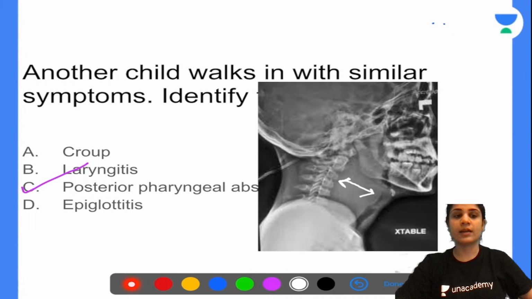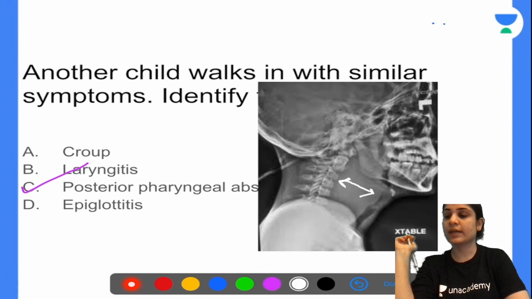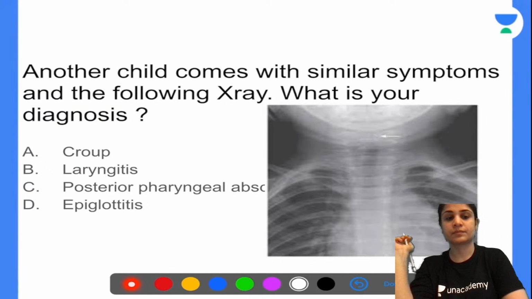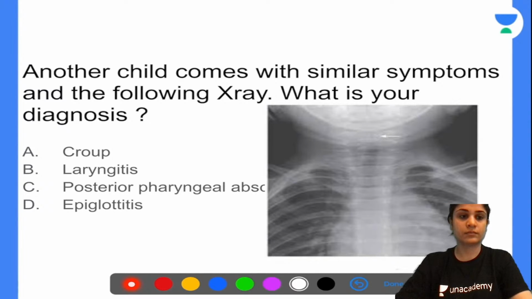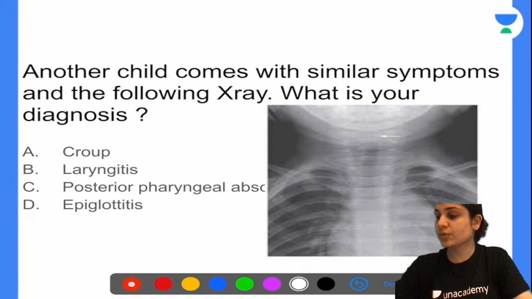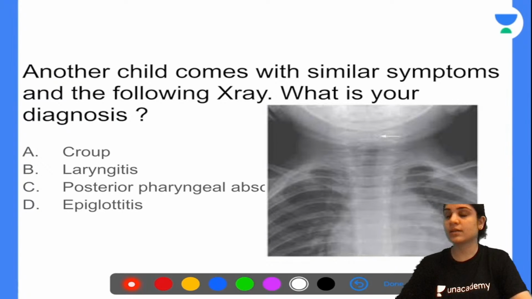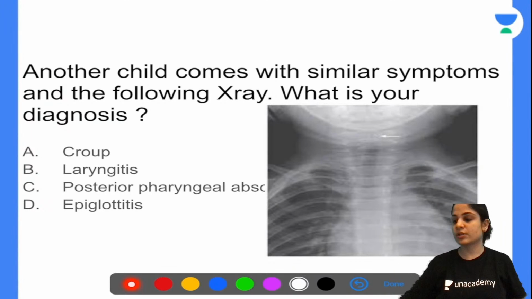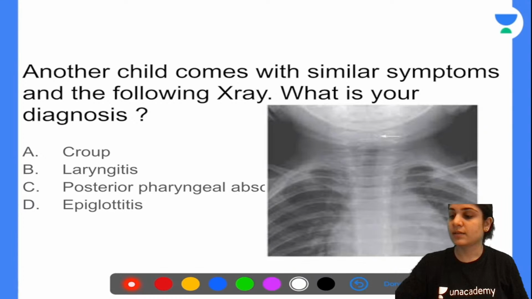And the last question for today, another child comes with similar symptoms and the following X-ray. What is your diagnosis? Croup laryngitis, posterior pharyngeal abscess, or epiglottitis? Yes, absolutely correct. So all of you have diagnosed this correctly. So can you see there is a steeple over here, like the top of the church? That is the meaning of steeple sign. So you see steeple sign over here, that is nothing but croup.